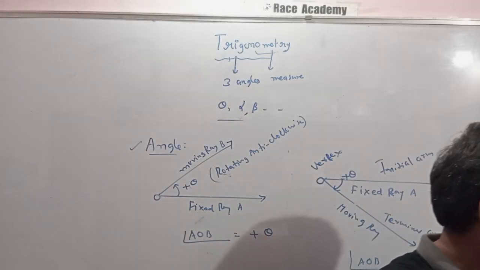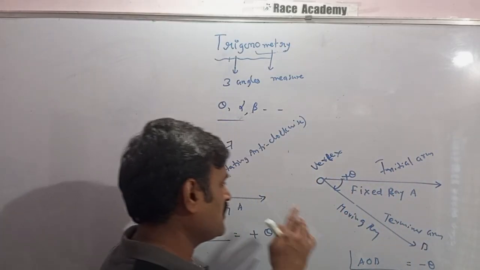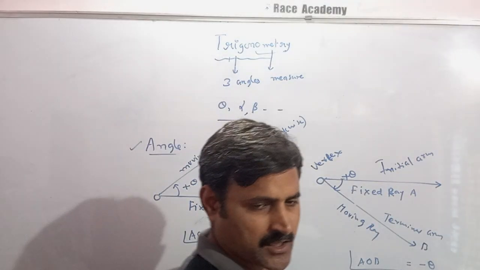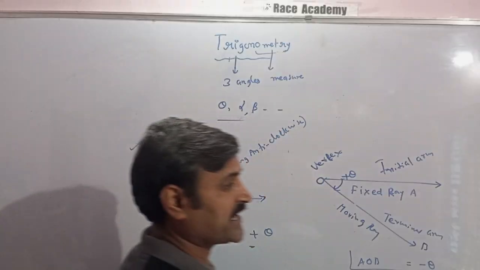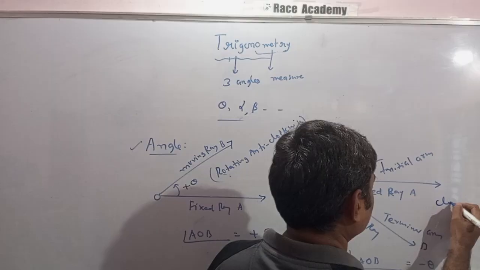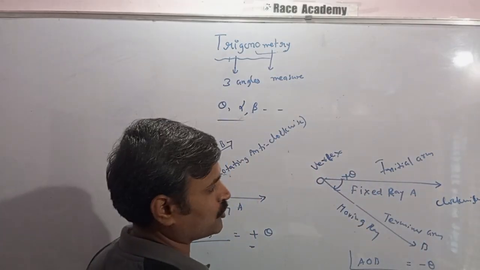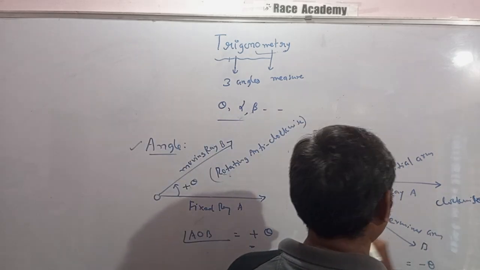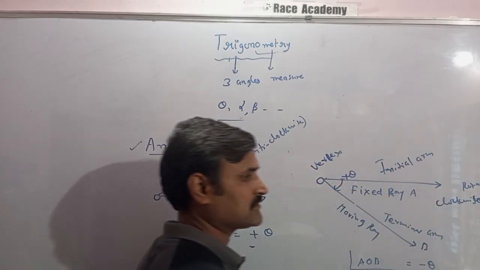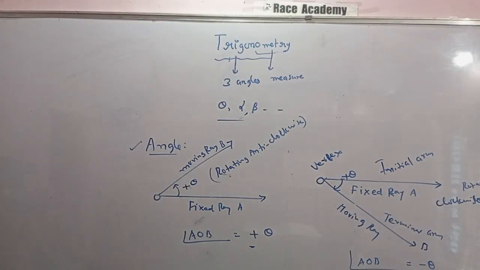Another one. If the rotation of the terminal ray is in the anti-clockwise direction, what is the value here? Positive value. If the terminal ray is rotating in the clockwise direction, then the rotation using clockwise is negative. Okay. These are the things you have learnt in the beginning.